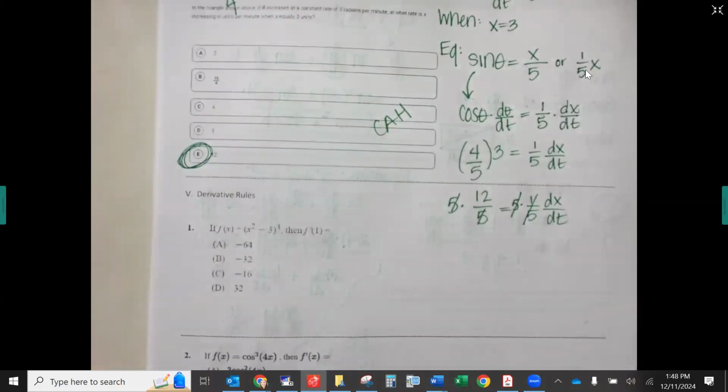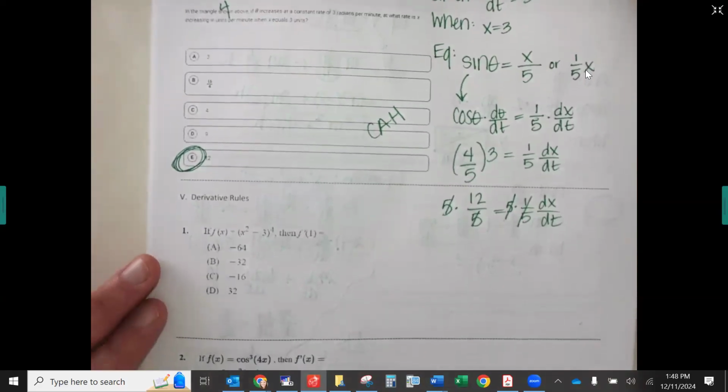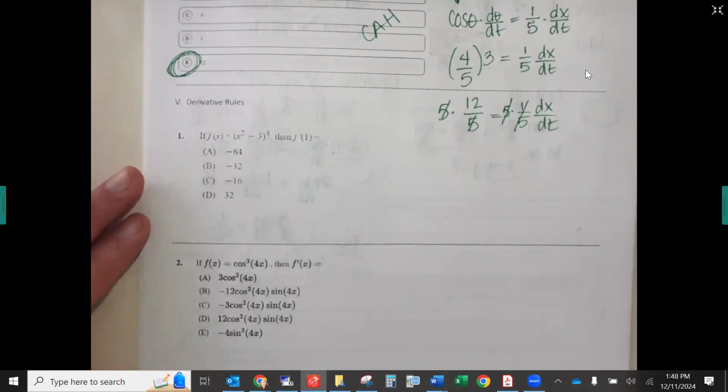Unless, is that okay? Can we just do it now instead of doing it later? Okay. All right, let's do number 2. So same page right here.